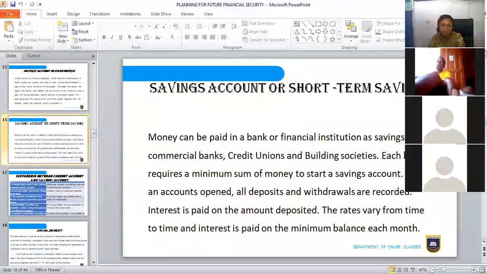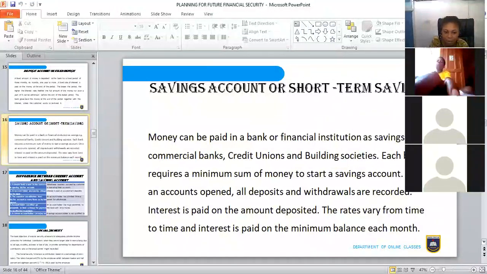The interest is also paid on the minimum balance each month. So with the savings account or the short-term savings, there is a minimum balance you need to keep in your account, and each deposit you make and each withdrawal you make is recorded, and then interest is paid on it, unlike the current account where there is no interest. With the savings account, there is interest.